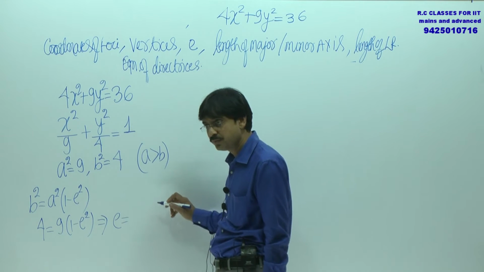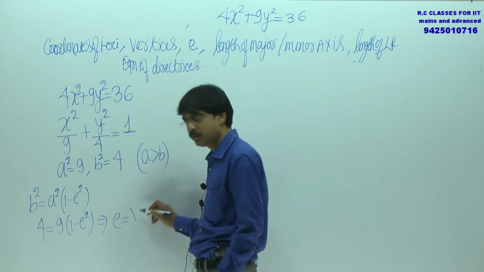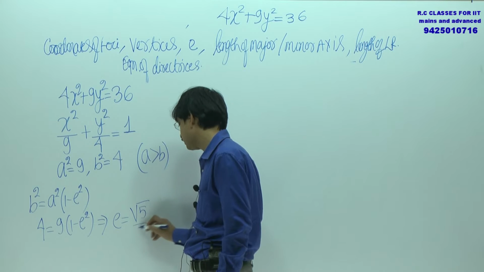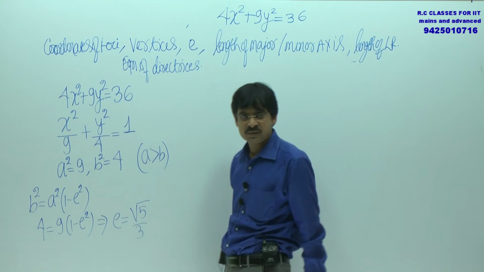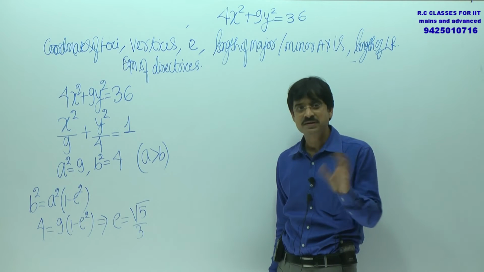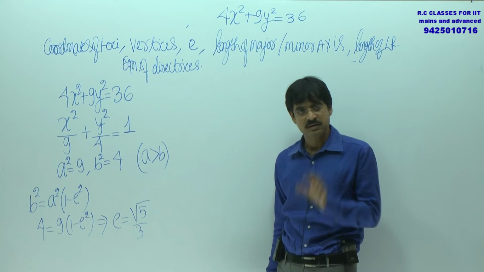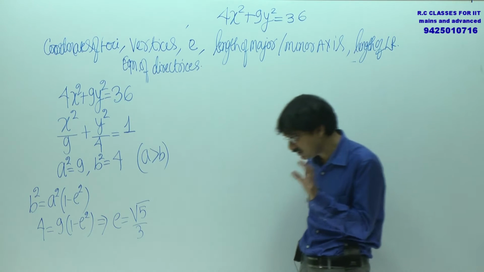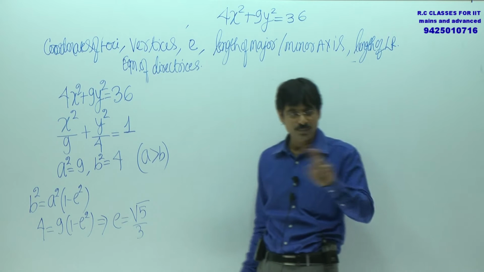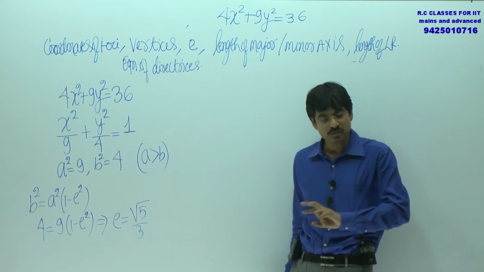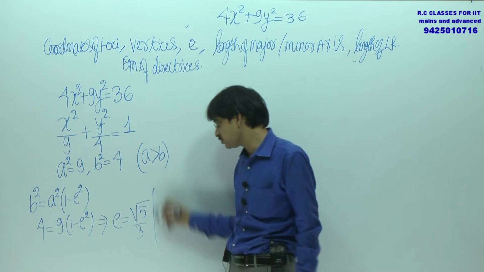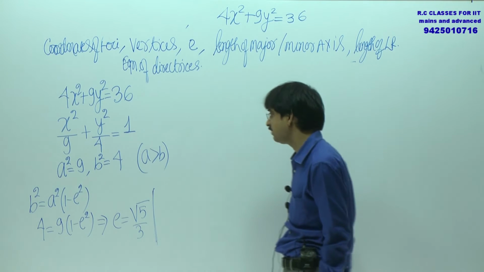e is equals to root 5 by 3. Eccentricity is always going to be a positive value because it is the ratio of distances. Don't say plus minus. It is always a plus value because it is the ratio. Ratio of what? SP upon PM. Distance of moving point from a fixed point and distance of moving point from a fixed line. That ratio is eccentricity, equals root 5 by 3. That is the eccentricity. Fine.